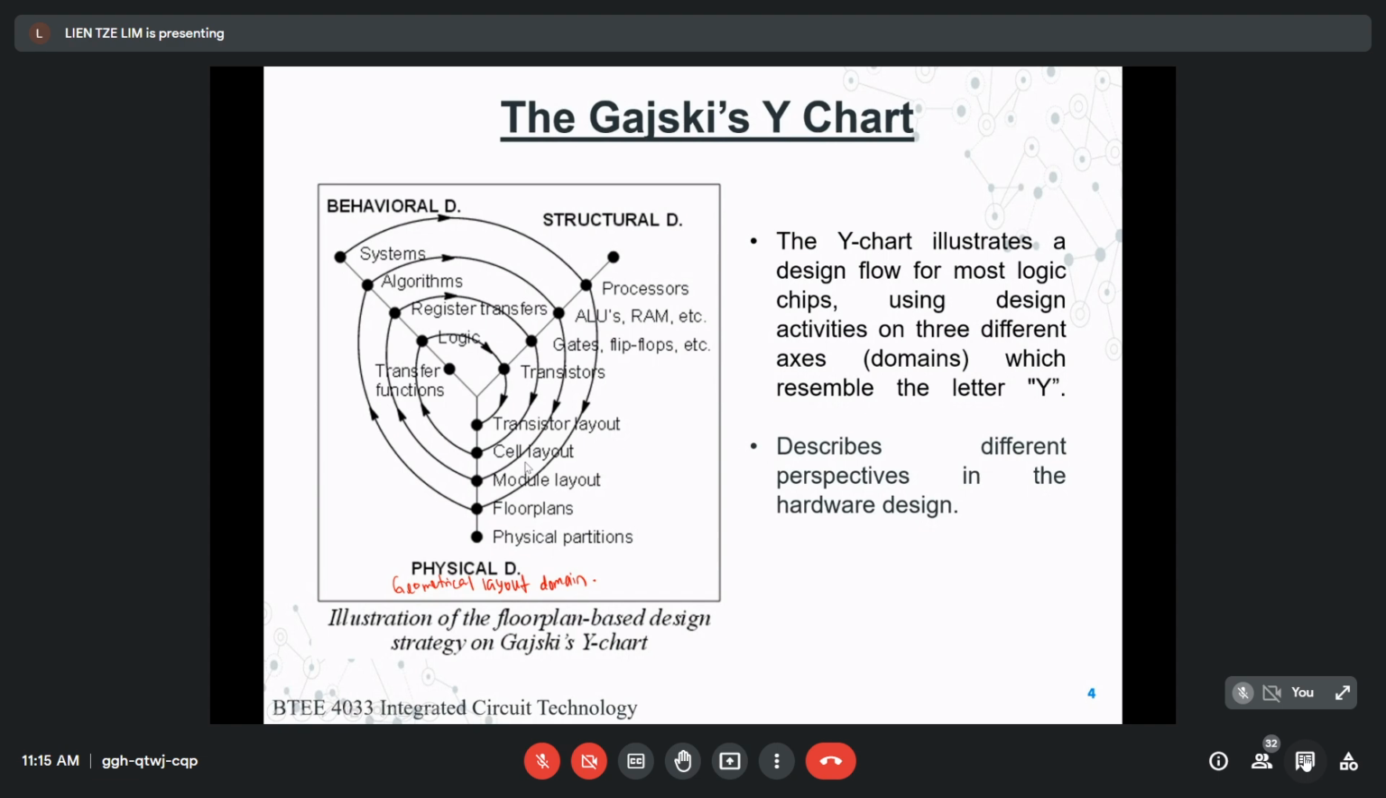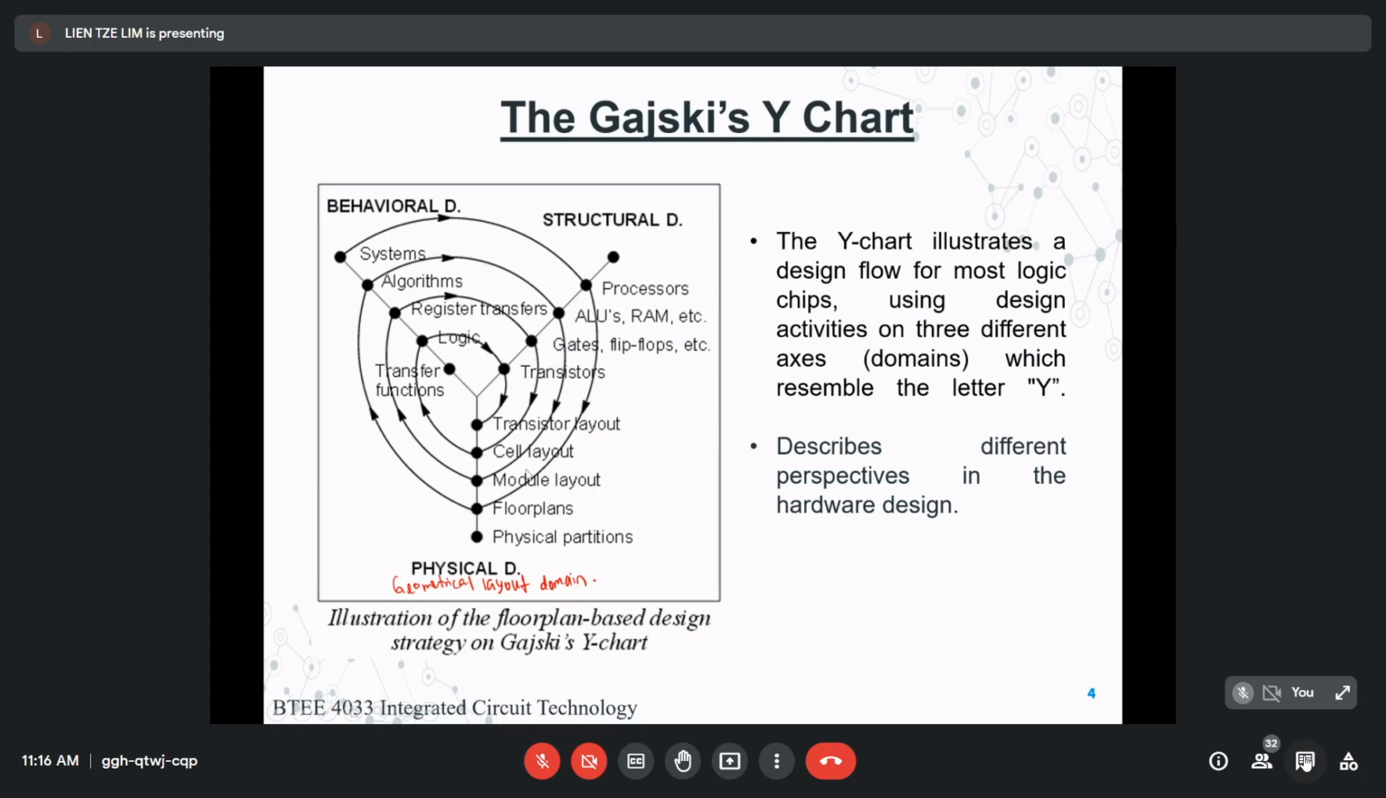When you use transistors to draw out a circuit, that also means you have created a cell. When you create many cells with different logic circuits or logic gates, this means you can create a module. And this is all the levels in the physical domain.